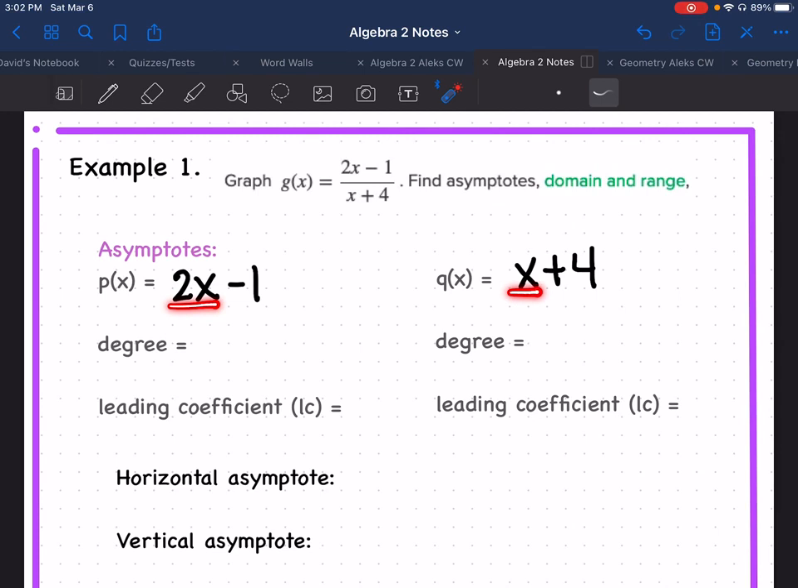The degree is the exponent. Both of them have the exponent of 1. So both of their degrees are simply 1, which means when I go back to look at that last page, I'm going to compare my numerator to my denominator. The degrees are equal. So that's going to tell me what my horizontal asymptote is. I need to find my leading coefficients next. My leading coefficient is simply the number in front of my leading term. So for this one, it would be 2.